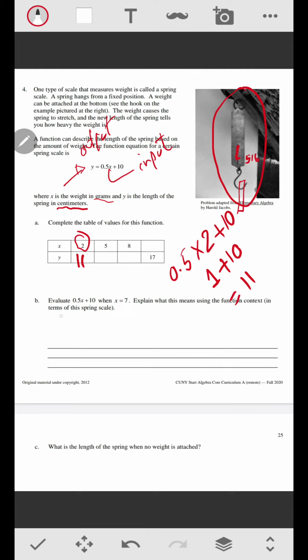For part B, you can see x is 7, and the question is asking what this means using the function context. So let's see if you can figure this out, what will be a good answer for this. And C is asking what is the length of the spring when no weight is attached. So think about this. I'll explain it in the class.